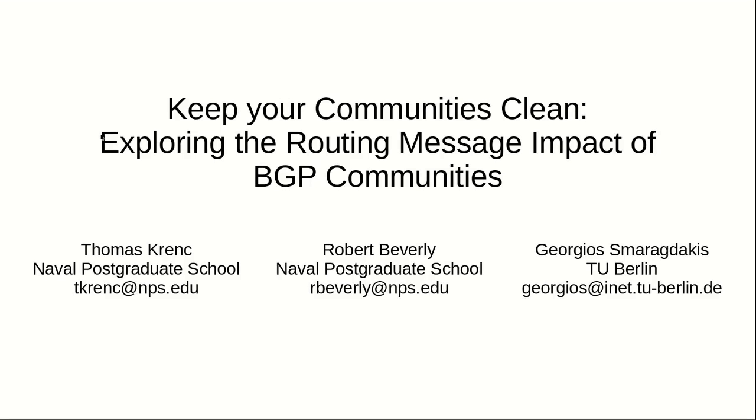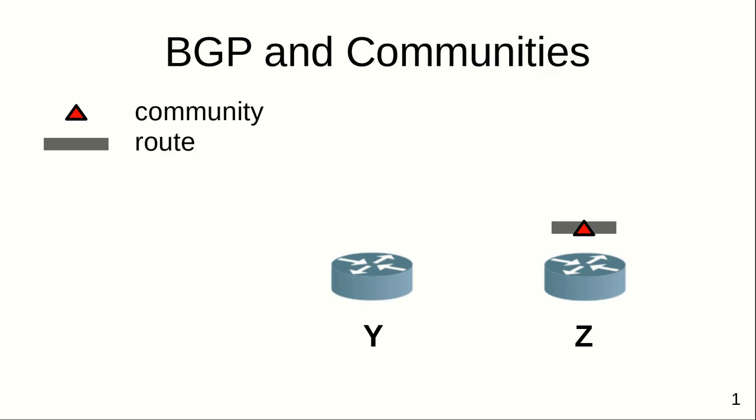Hello, my name is Krenc, and this is joint work with Beverly and Georgios Smaragdakis, and it's about the routing message impact of BGP communities. Over the past 10 years, the number of BGP communities and the number of autonomous systems that use communities has increased dramatically. Communities are used to annotate routes, to signal information or instructions to neighboring ASes.